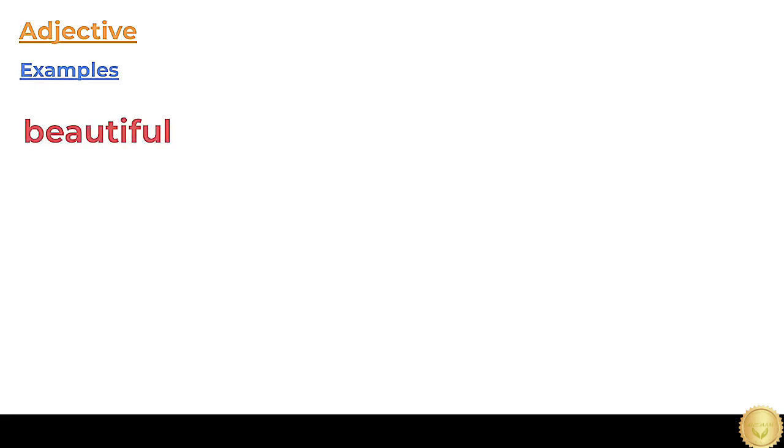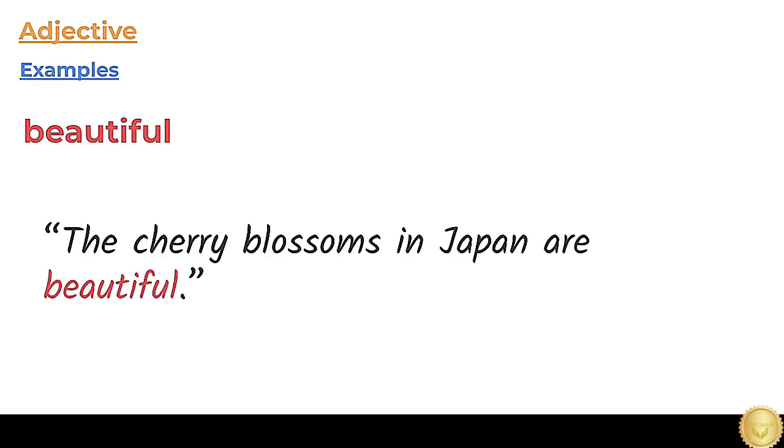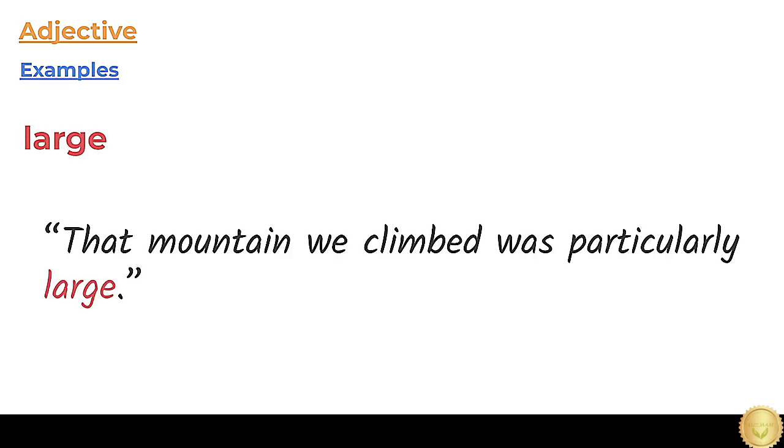For example, beautiful. The cherry blossoms in Japan are beautiful. So what's beautiful modifying? The cherry blossoms. It's describing how they look. Another example, large. That mountain we climbed was particularly large. So describing the size of something. In this case, a mountain.